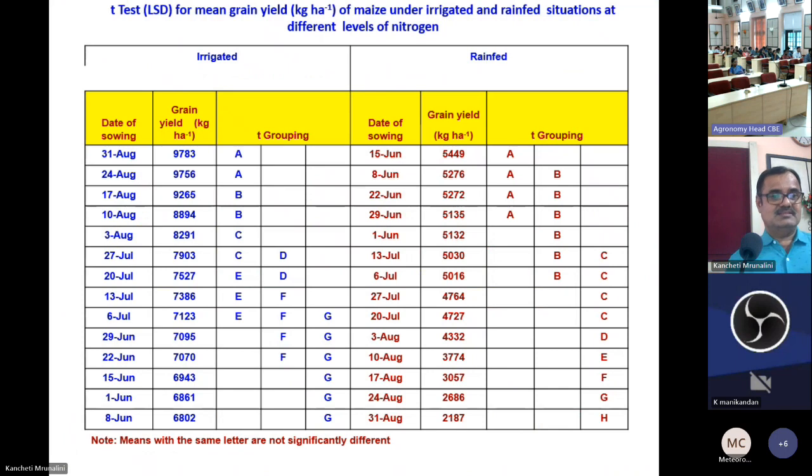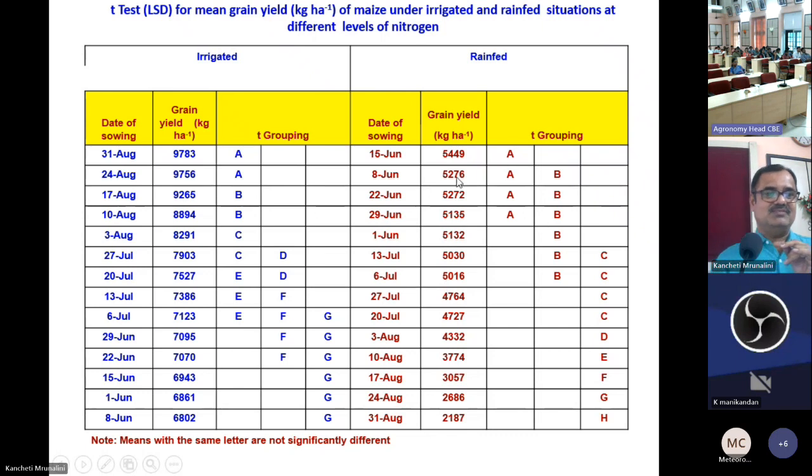And similarly, these are the statistical analyses for the irrigated and rainfed situations. In irrigated situations, even if you delay the sowings, the model is not capturing the cold weather conditions at the time of grain filling stage. That's why under late sown conditions also, if you provide irrigation, it is showing higher yields. So that is the limitation in the model.